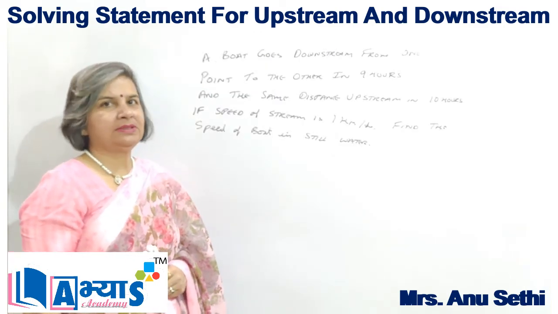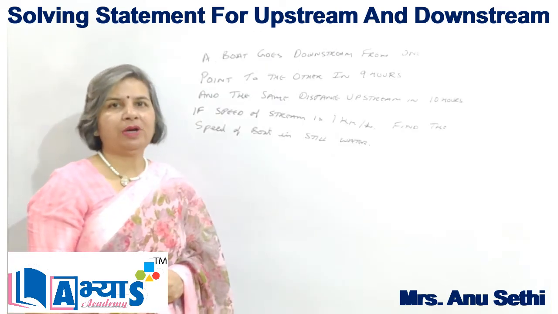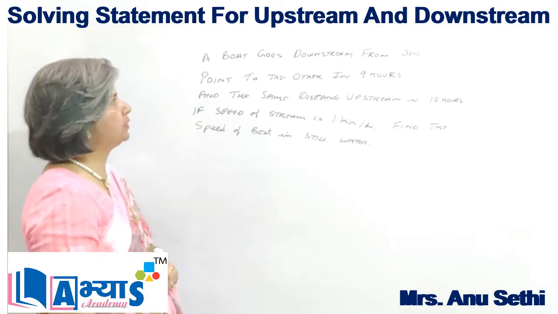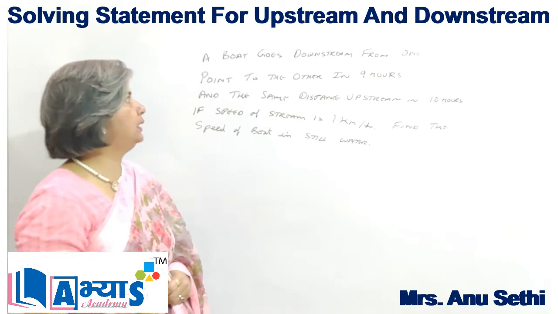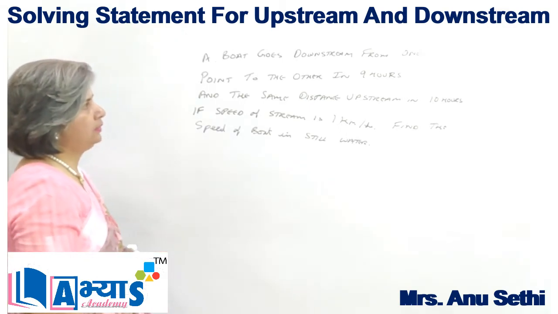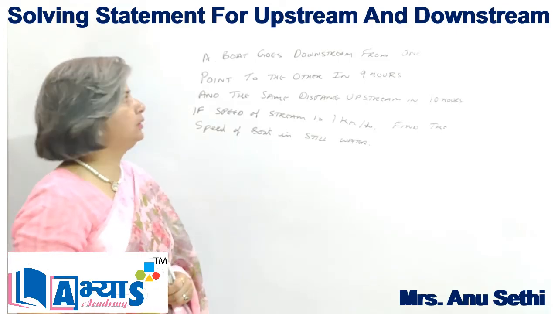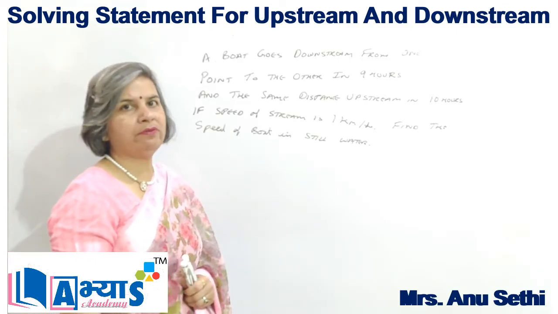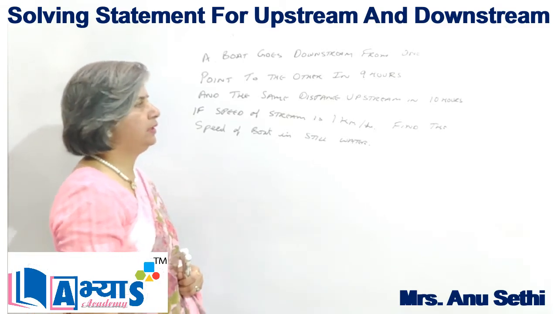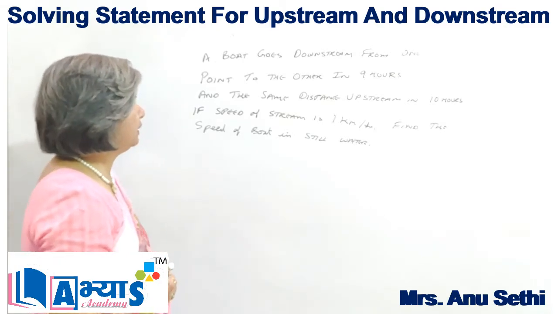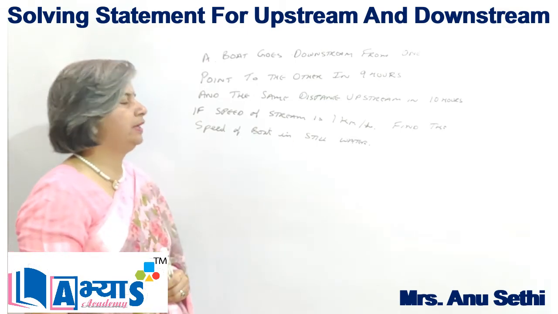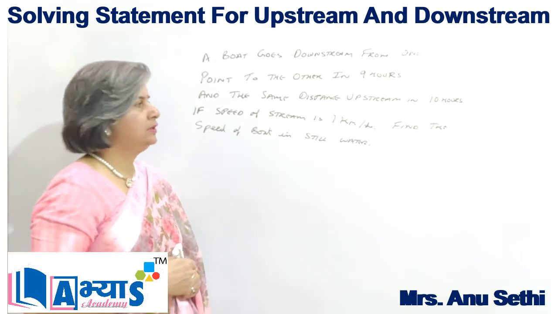Now I'm going to discuss a question based on the concept of upstream and downstream. Suppose we are given a question: a boat goes downstream from one point to another in 9 hours and the same distance is covered upstream in 10 hours. That means if a boat is going downstream, it takes 9 hours to cover a particular distance, and the same distance is covered in 10 hours when it goes upstream. We are given that the speed of the stream is 1 kilometer per hour, and we are supposed to find the speed of boat in still water.